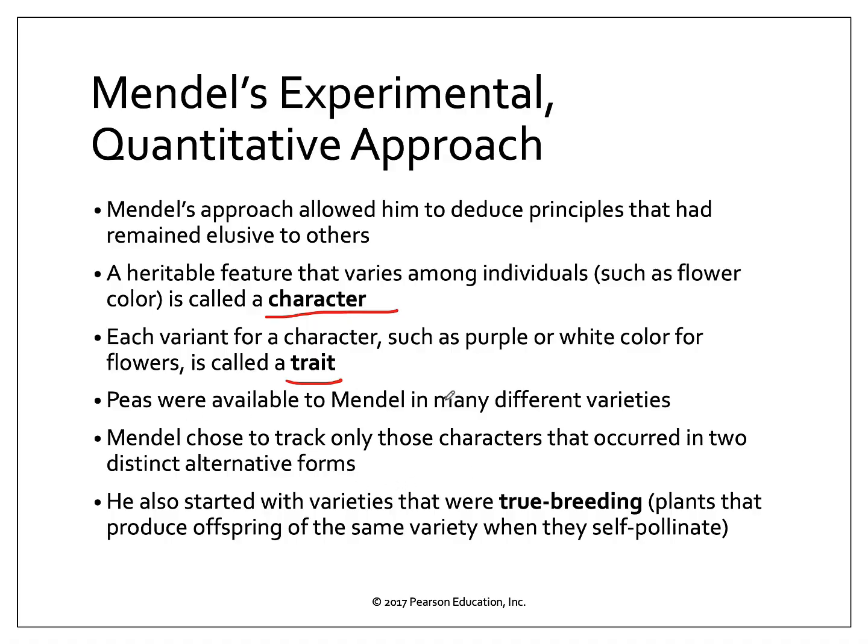What he did was he chose characters that had only two distinct forms, so tall, short, purple, or white. Mendel started with plants that are called true breeding. A plant has a specific trait, and they pollinate with themselves. Remember, plants can reproduce with themselves, and they're always going to produce that same specific trait. So that trait breeds true. For example, a white flower plant breeds with a white flower plant, and all of the offspring are white flower plants. So that plant would be considered true breeding for white flowers.